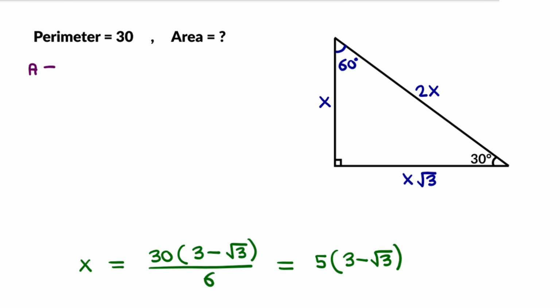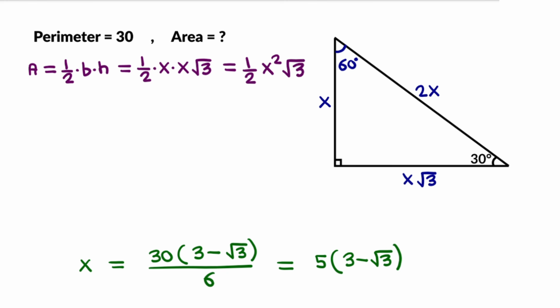The area of a triangle is 1/2 times base times height. In our triangle, the 2 legs are x and x square root of 3. So the area becomes 1/2 times x times x square root of 3, or 1/2 times x squared times square root of 3. That means we need x squared.